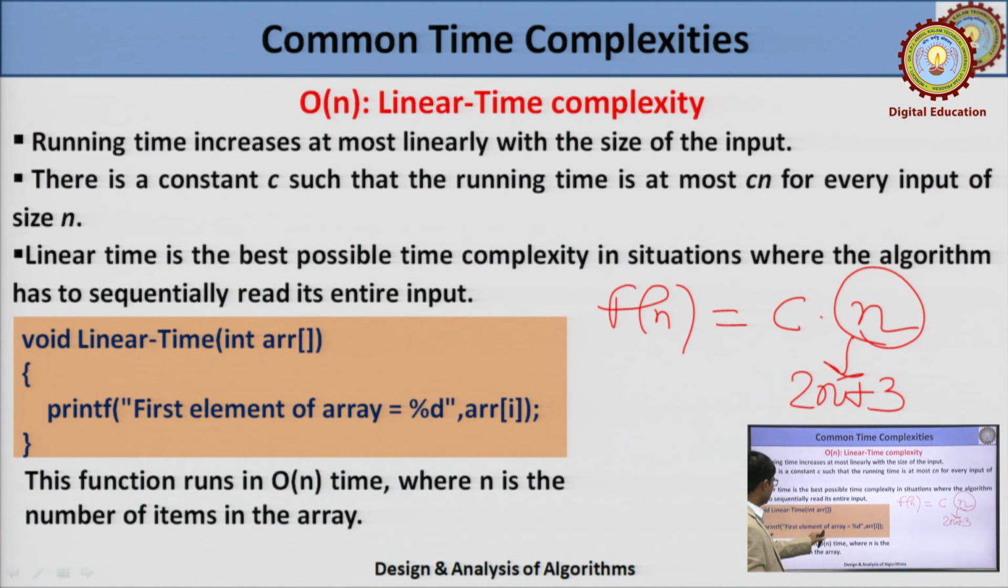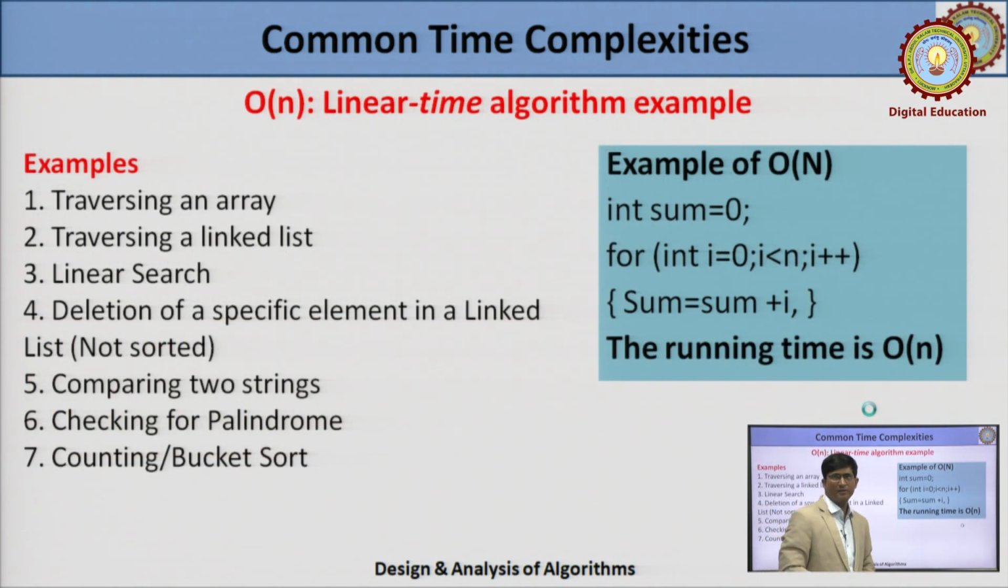Now, this function is order of n, where n is the number of items in the array. Other than this linear time complexity algorithm, there are a number of examples where such a scenario occurs. For example, traversing an array, or if you want to traverse a linked list or an array or even a list. These are all examples of linear time complexity algorithms.